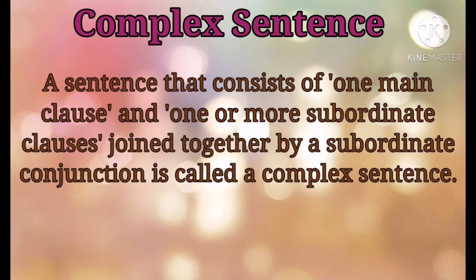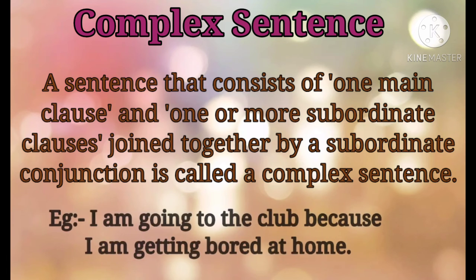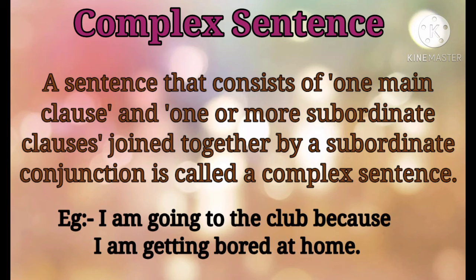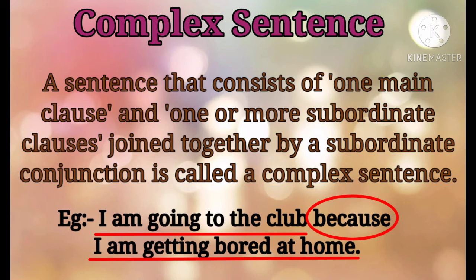Complex sentence. A sentence that consists of one main clause and one or more subordinate clauses joined together by a subordinate conjunction is called a complex sentence. For example, I am going to the club because I am getting bored at home. This sentence consists of two clauses that are joined together by a subordinate conjunction because. Thus, it is a complex sentence.